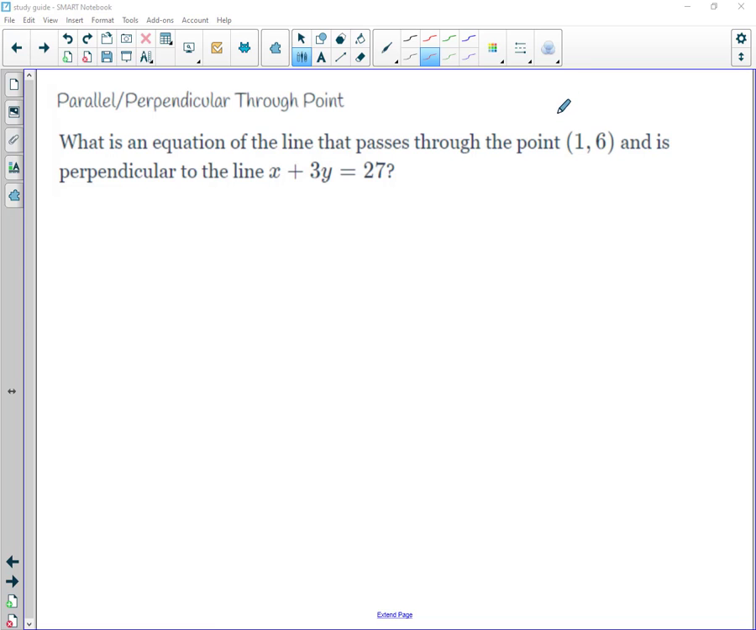Parallel and perpendicular through a point. What is an equation of the line that passes through the point (1, 6) and is perpendicular to the line x + 3y = 27?